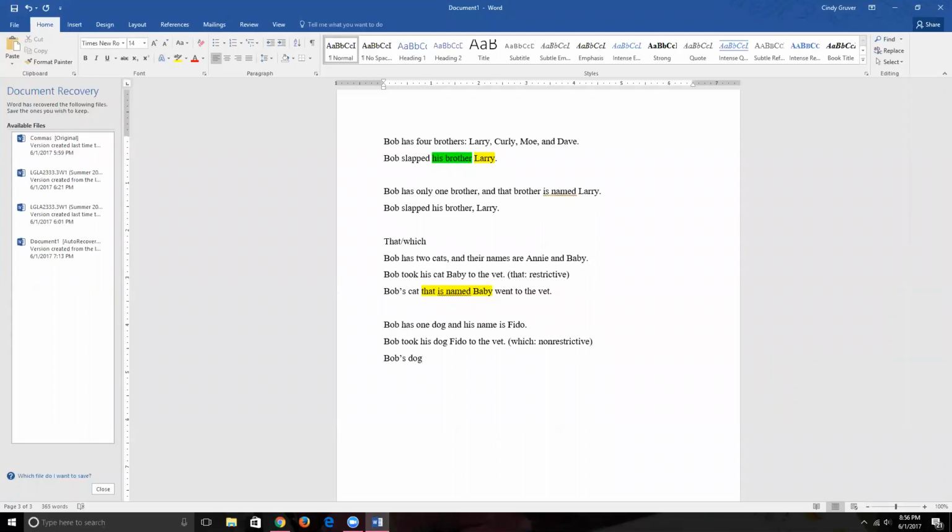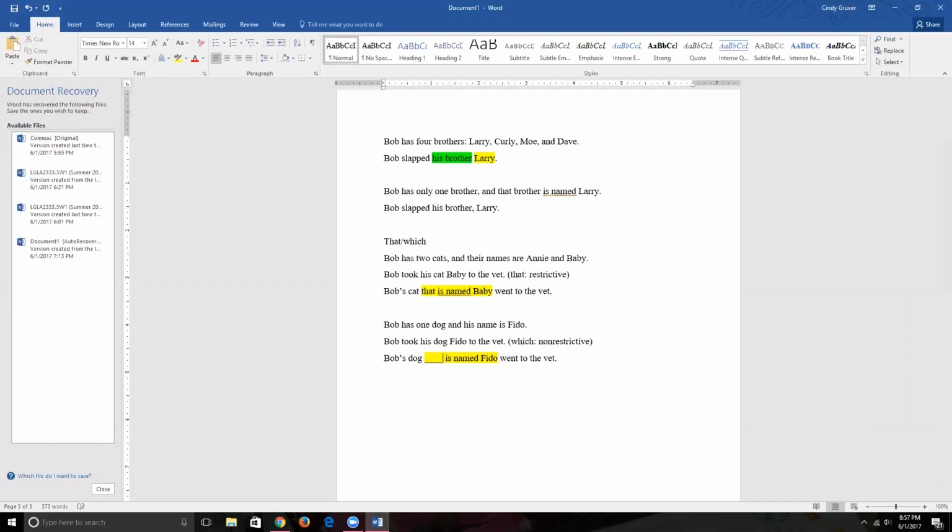Bob's dog, Fido, went to the vet. Oh, sorry. Okay, so we know Bob only has one dog. We're trying to decide whether this is a necessary part of the sentence, whether it restricts our data set, or whether it doesn't. Well, since there's only one dog, we're not narrowing down the field of dogs that could have gone to the vet. We're just getting more information about the dog that did go to the vet. So this doesn't restrict the data set.